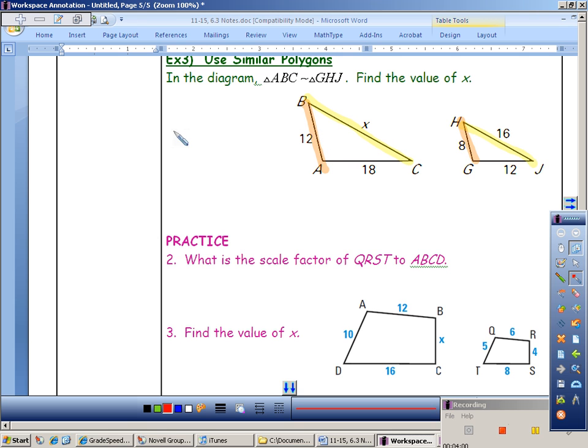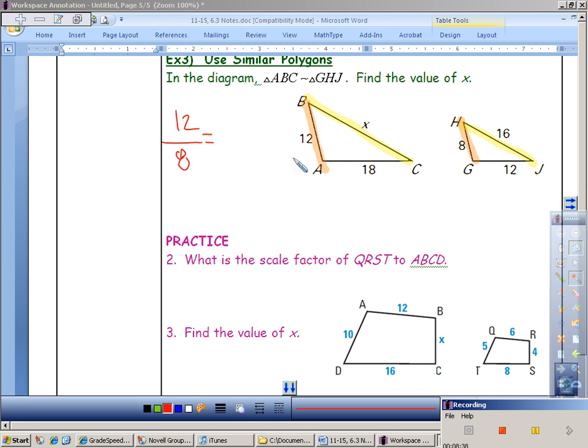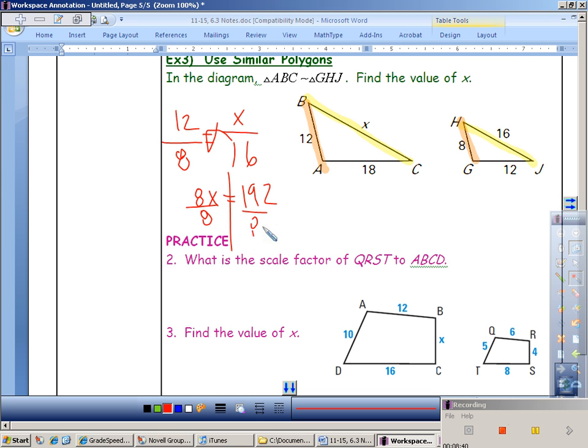If I want to start here, then I'll say 12 is to the corresponding side of the smaller polygon 8 as my unknown quantity is to the other corresponding side, 16. So when I cross-multiply to solve, I get 8x equals 12 times 16, which is 192. And then to solve for x, I just divide both sides by 8. So I have x is equal to 24.